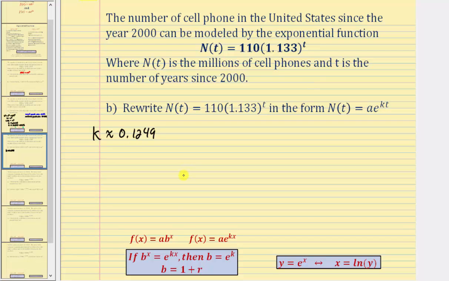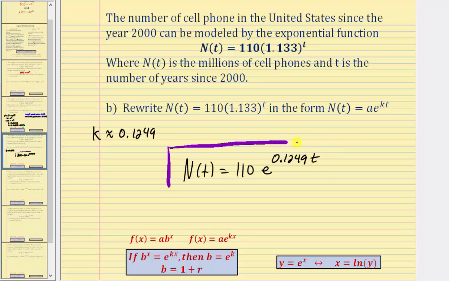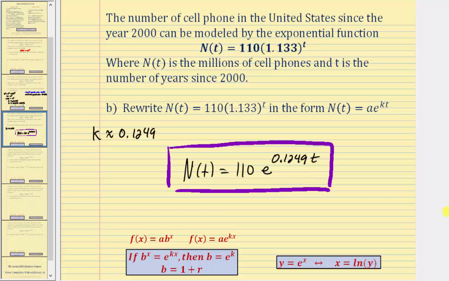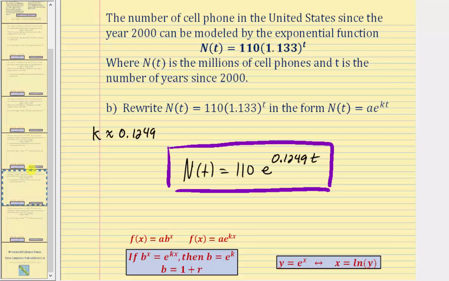We would have n of t equals a, which is the same initial value as the first exponential equation, so 110 times e raised to the power of k, which is 0.1249 times t. So here's the equivalent exponential function written with base e. Now let's take a look at a second example.